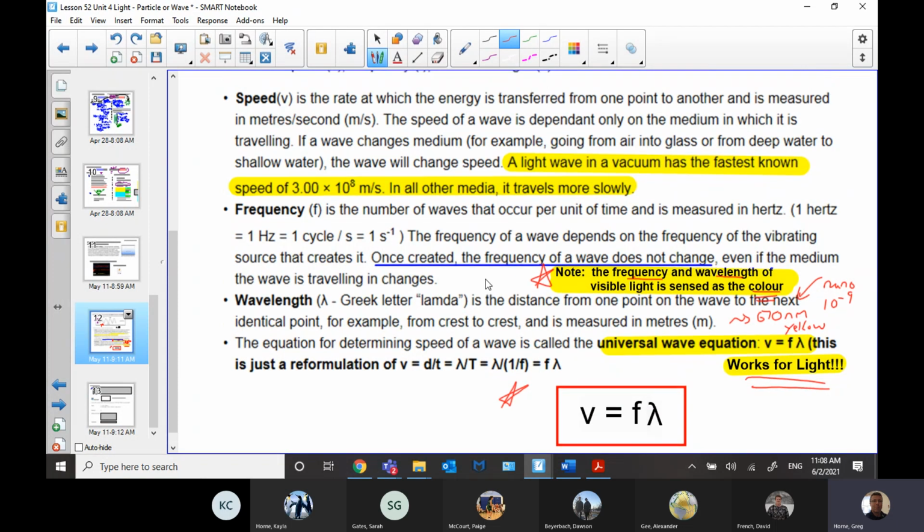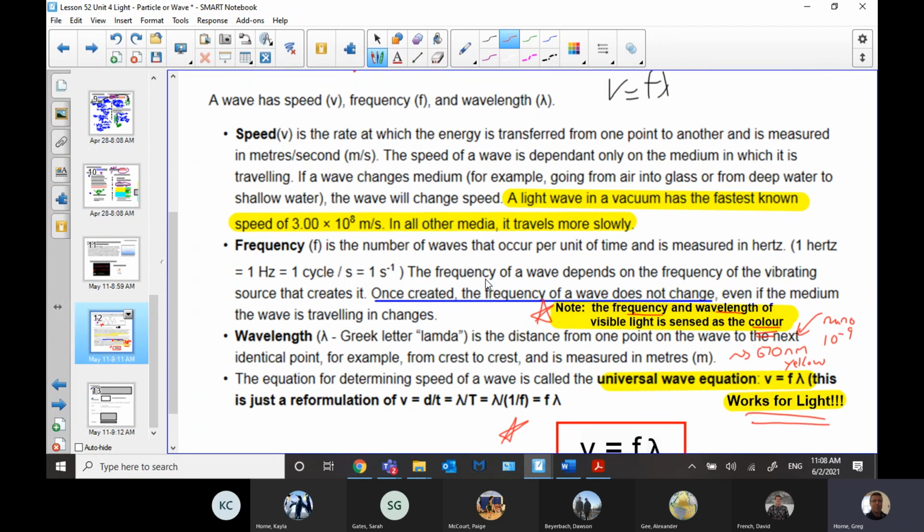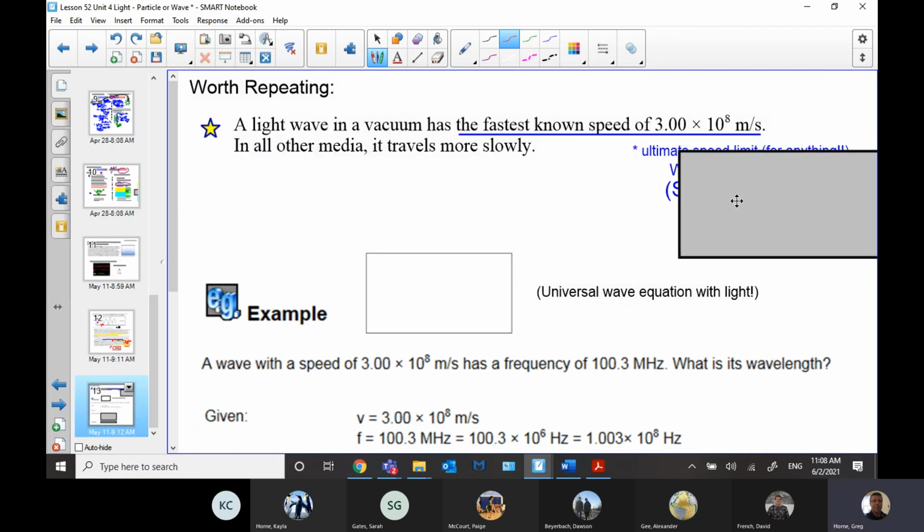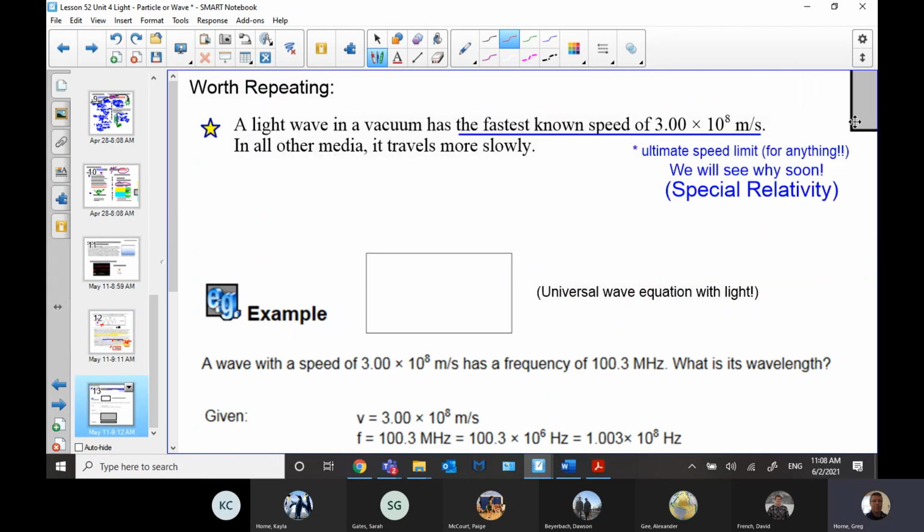Okay, so all you have to do for this page, I would say, is that speed, frequency, and wavelength exist in very known numbers for waves and for light, and even v equals f lambda works for light. So this speed here, just make sure it stands out in the notes. It's worth repeating: this fastest known speed, the speed of light, they always find to be 300 million meters per second. In some materials, it slows down, and we'll talk about why when we talk about refraction.